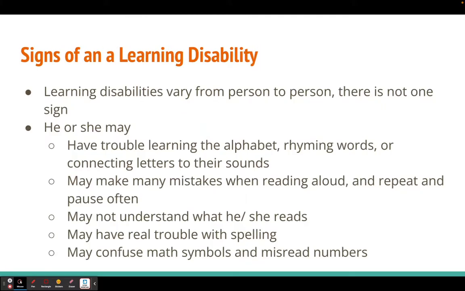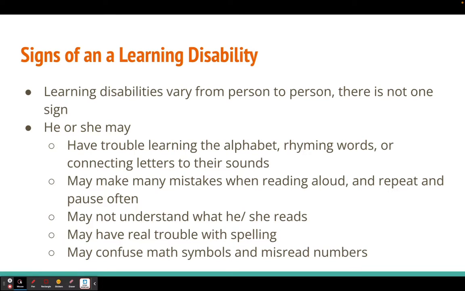There's no one sign for a learning disability, because they vary from person to person. But there are a few signs that have been noticed. For example, he or she may have trouble learning the alphabet, rhyming words, or connecting letters to their sounds, right? And they may make more mistakes when reading aloud and repeat and pause often. If they can't read very well, it's going to take them longer to process what's being said, and also reading in general.